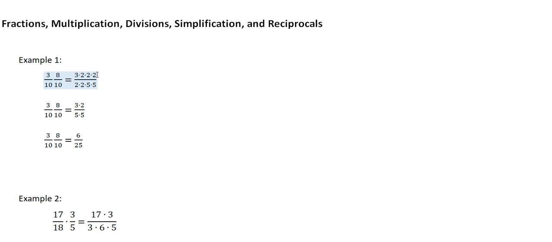Up here we have 3 powers of 2. So when we eliminate those common powers, we're going to be left with 3 times 2 divided by 5 times 5. Okay, and we're going to end up with 6 over 25, or 6/25. That is our answer, that's our fraction.